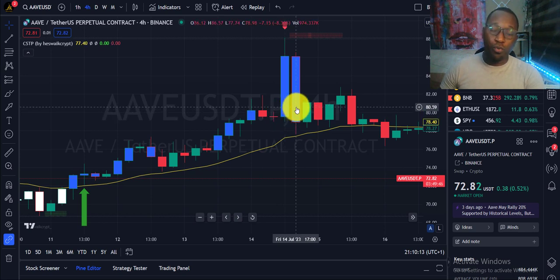But by the time you have a blue candle with a red wick, it's always telling you it's already indicating a manipulation. That is, the volume is still high, but a lot of traders have been trapped. The market is going to possibly dump.